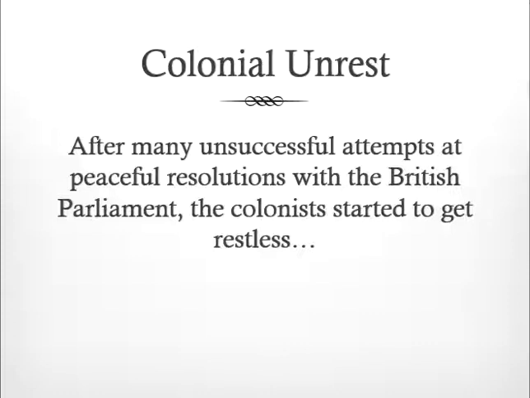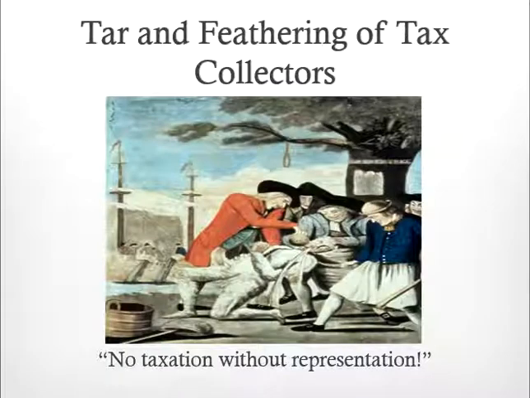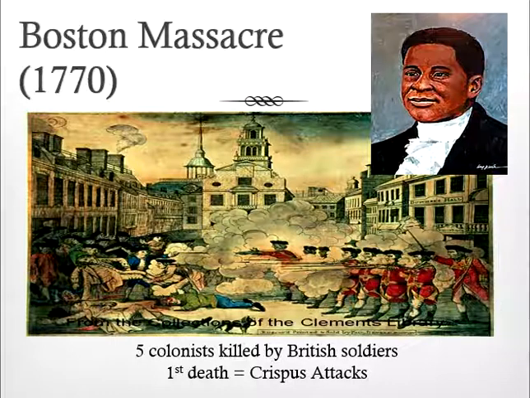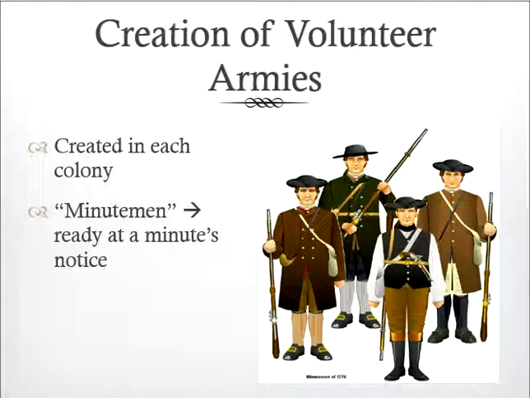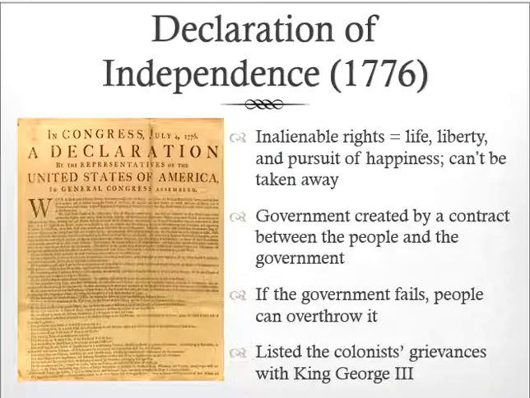This led to colonial unrest. The colonists started to act out against the crown because of these taxes. They started to do things such as tarring and feathering tax collectors. We see the Boston Massacre, which is usually blamed on the British, but from what we see, the colonists actually were being hostile to the British soldiers. The Boston Tea Party. And because of all this, we see the creation of a volunteer army known as the Minutemen, because they're going to be ready in a minute's notice.